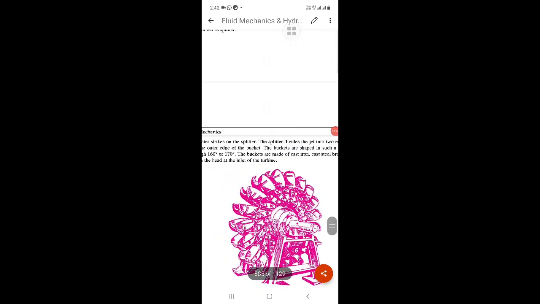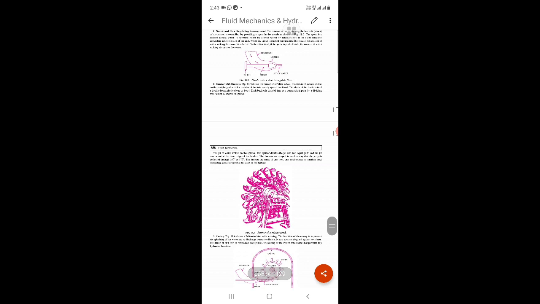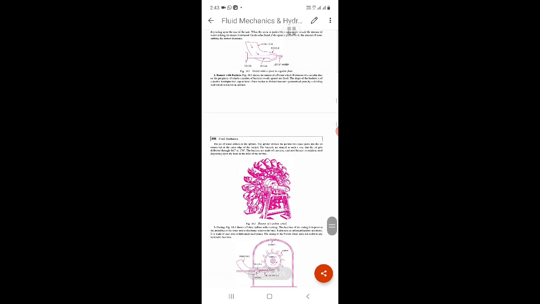The figure shows the runner of a Pelton wheel. It consists of a circular disc, on the periphery of which a number of buckets are evenly spaced and fixed. The shape of the bucket is a double hemispherical cup or bowl shape. Each bucket is divided into two symmetrical parts by a dividing wall called the splitter.